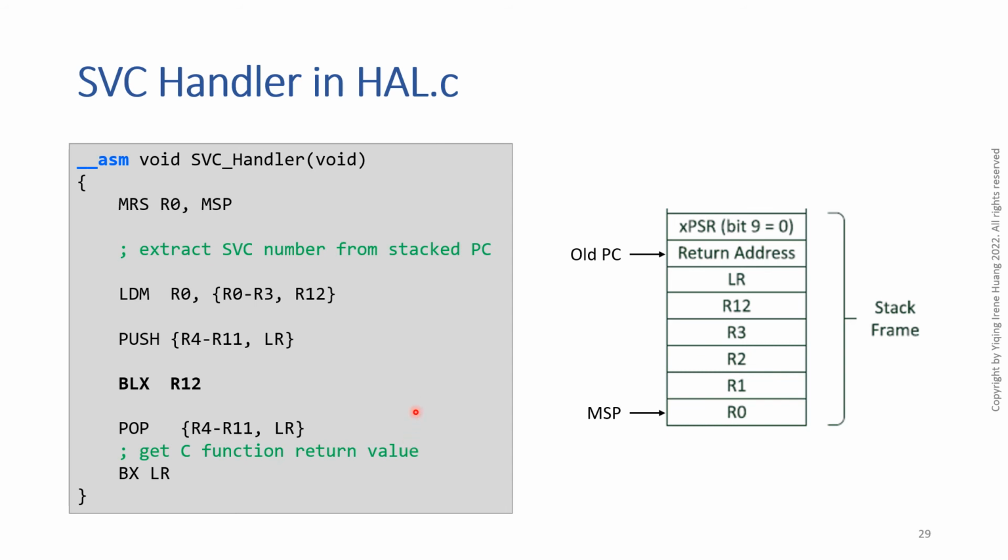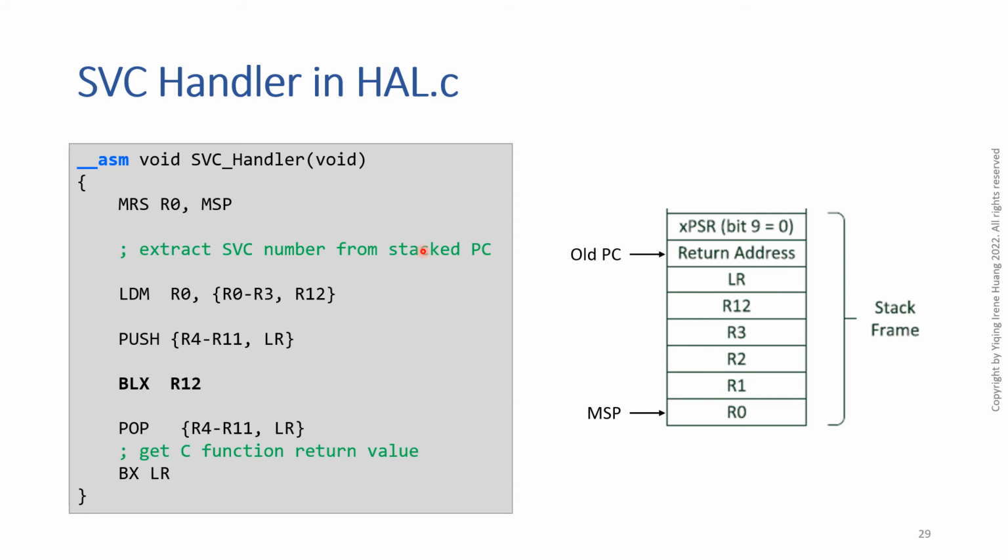Okay, so now I'm going to show you the high-level idea. The high-level idea is we are only going to handle the SVC exception that's triggered by SVC 0. So we have some code to extract the SVC number from the stacked PC, because for the SVC instruction, the number is encoded in the instruction itself. And remember the exception stack frame has the old PC stacked onto it. So we extract this information from this memory address and then we extract the number.